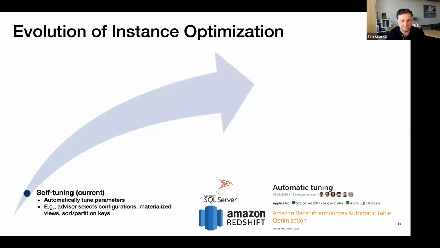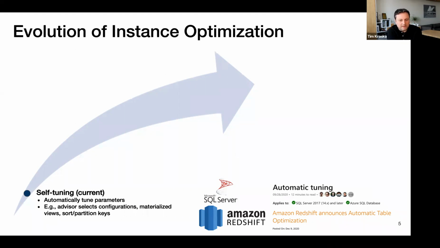Examples include SQL Server, Microsoft SQL Server, who have been working on that for a long time. Amazon Redshift announced automatic table optimization. Oracle has their self-driving database systems. So there are a whole bunch of these self-tuning systems coming out, which help to tune a bunch of knobs a database provides.